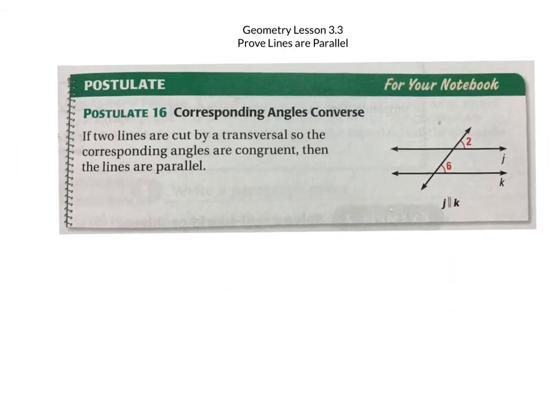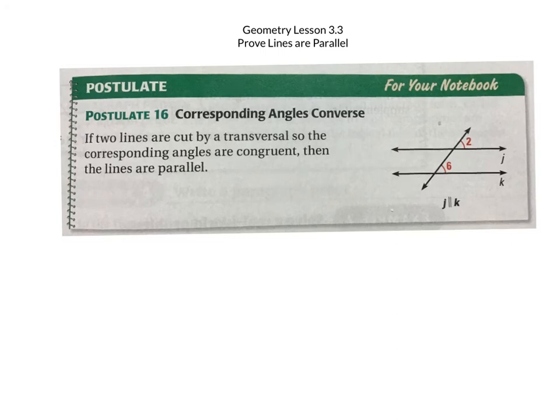Is postulate 16. You will probably use this one more than any of your other postulates, especially at the beginning. Postulate 16 says, the corresponding angles converse. If two lines are cut by a transversal, so the corresponding angles are congruent, then the lines are parallel.